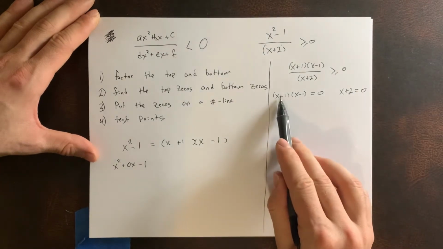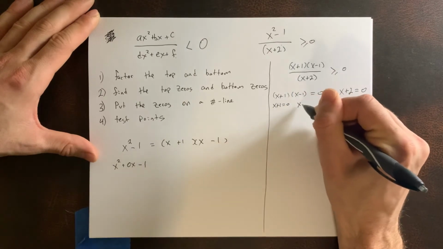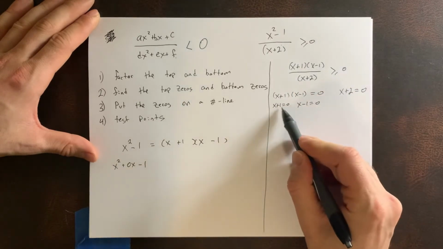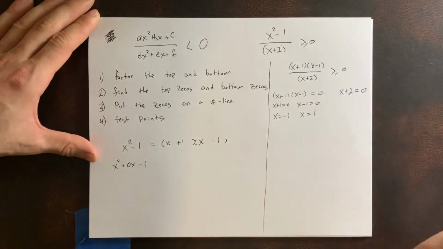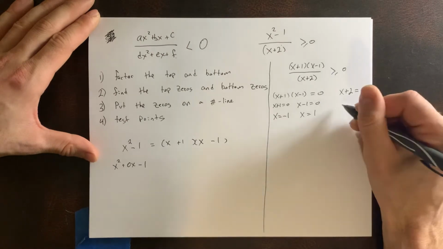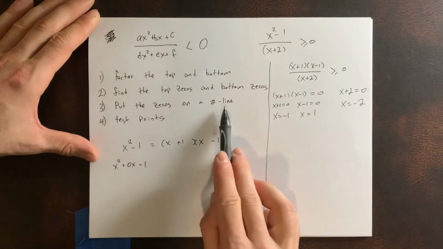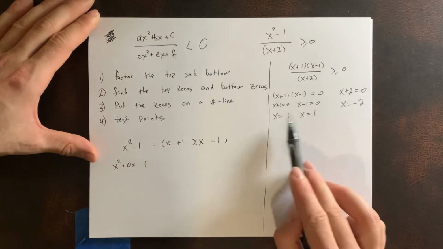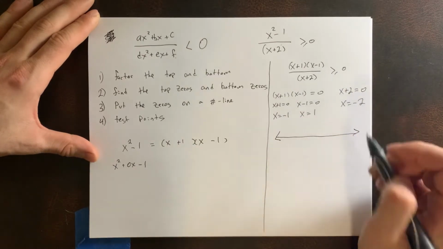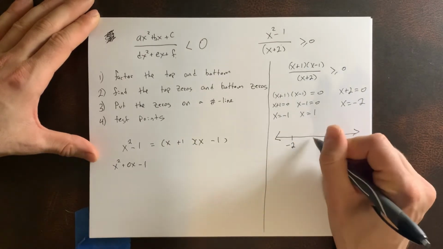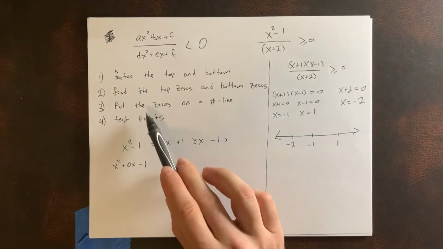Okay, this one's easy. This just means we set each of these pieces equal to 0, so we get x plus 1 is 0, x minus 1 is 0. Here we're going to get x is going to be -1, and here we're going to get x is going to be +1, and here we're just going to get x is going to be -2. So these are our 3 zeros. So in this step where it says put the zeros on a number line, these are the numbers that we're going to be putting onto our number line. Okay, so here's our number line. We have -2, -1, and +1.